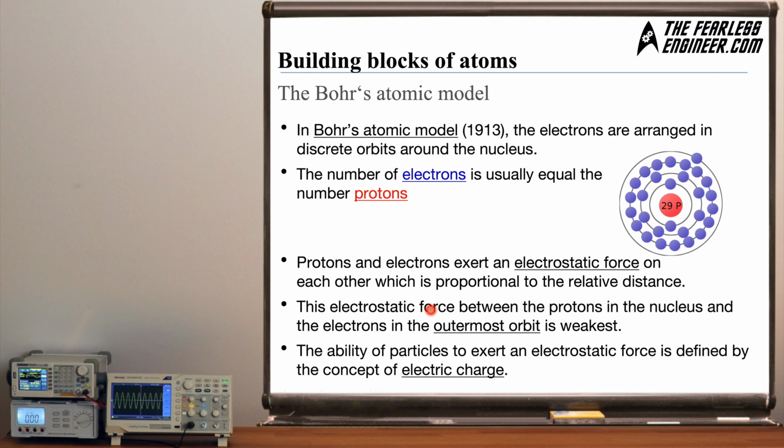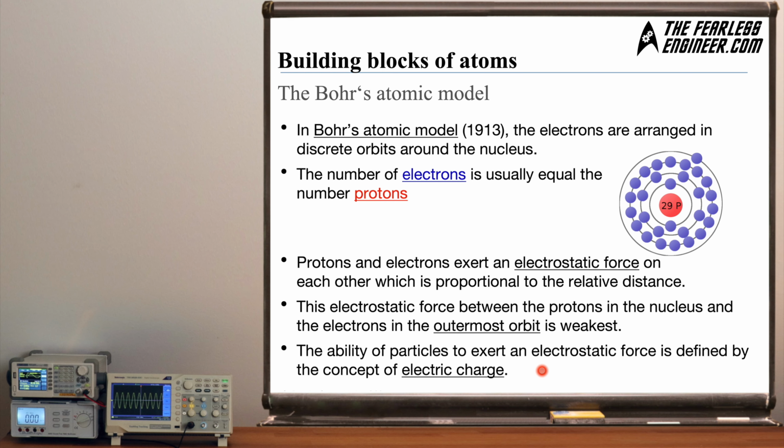And this electrostatic force between protons in the nucleus and the electrons in the orbits decreases when you move outward from the core. So the force is strongest between the electrons closest to the core, and it's weakest between the electrons on the outermost orbit and the core. And the ability of particles to exert this electrostatic force is defined by the concept of electric charge.